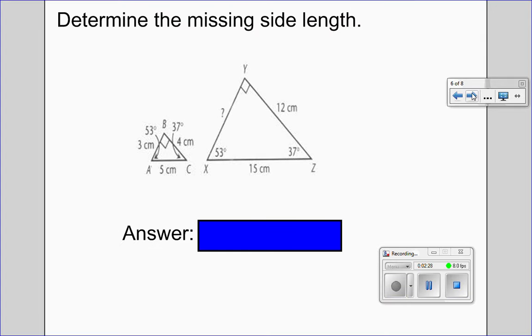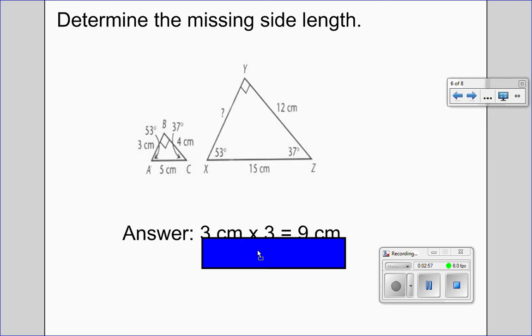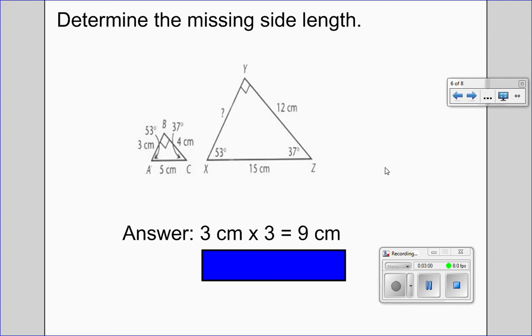Put the video on pause to determine the length of this side of the triangle. All right, so comparing these first two sides, 5 times 3 is 15. For our next pair of sides, 4 times 3 equals 12. So for the final side, we think 3 centimeters times 3 equals, you got it, 9 centimeters.